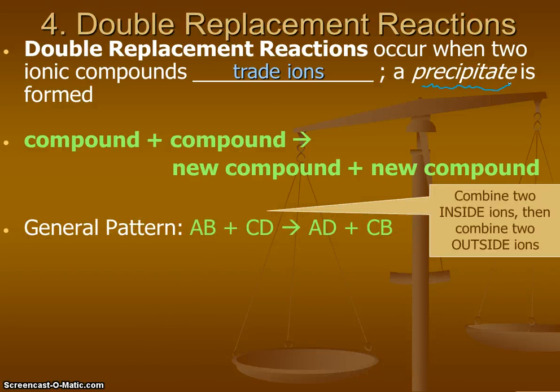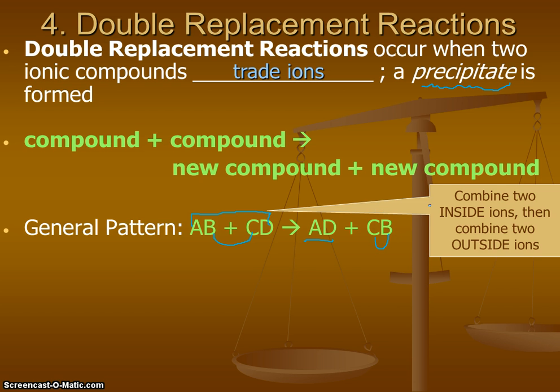Here's our formula, or our generalized pattern. I've got A and B together, C and D together. Then they get rearranged. The 2 outside ions combine, that becomes one product, and the 2 inside ions combine. That's going to be my second product. You would always write the metal first and the non-metal second in each of these formulas. That's why this one on this side looks like it got rearranged.